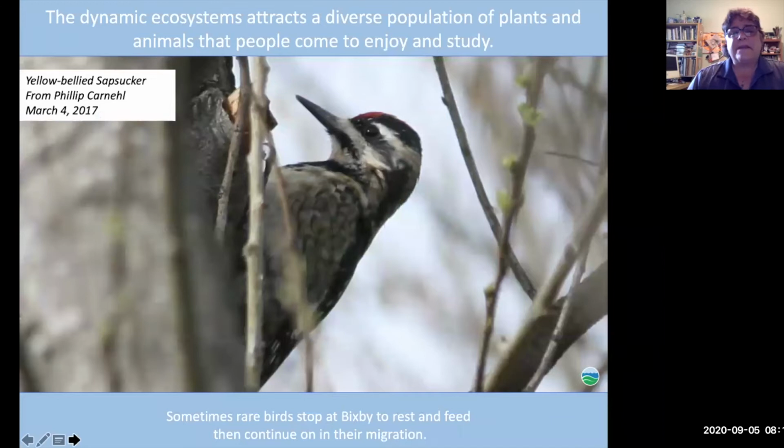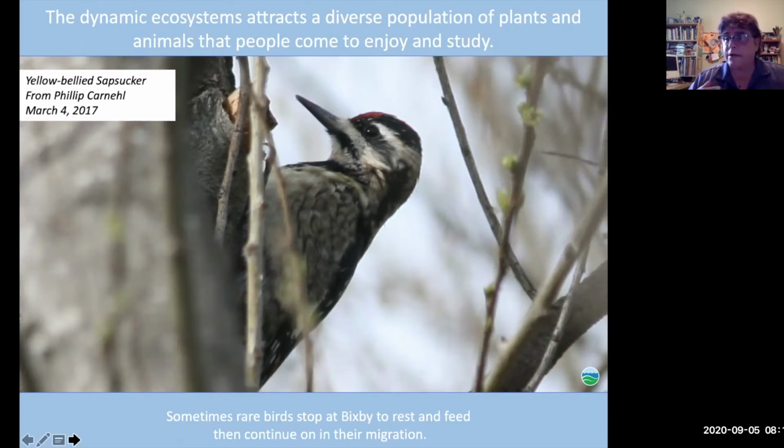This dynamic ecosystem attracts a really diverse population of plants, animals, and people to come and enjoy. It also attracts very rare species. So the Bixby Marshland is on the Pacific Flyway. These are birds that fly from as far north as the Arctic Circle and go as far south as Peru.